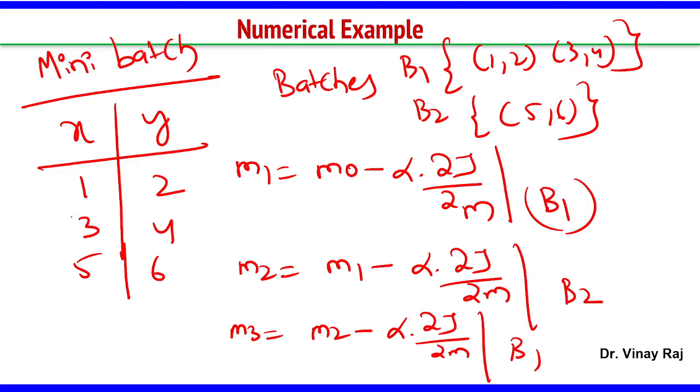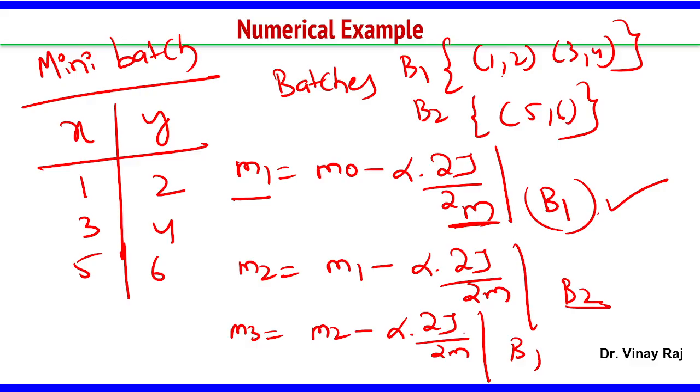Depending on the number of data points, you can divide them into batches. I have taken only 2 batches here, 1, 2, 3, 4 as one batch and 5, 6 as another batch. So depending on my problem, depending on my number of data points, I can divide them into batches. In the first iteration, I will use batch 1 data points only to calculate dou j by dou m. In the second iteration, I will be using B2 points. In the third iteration, again I will be using B1 points, right?